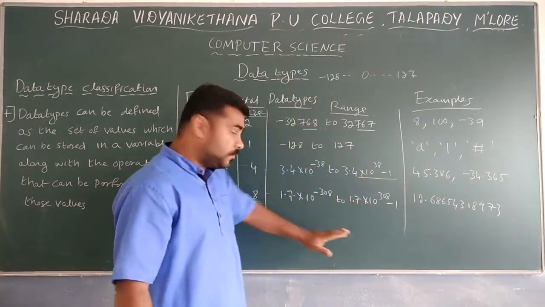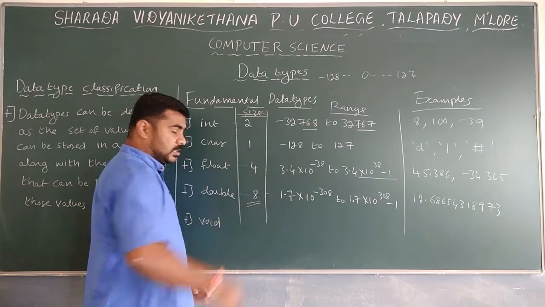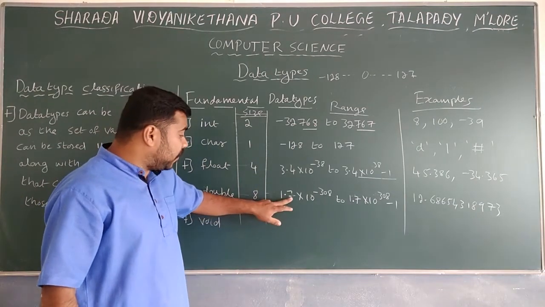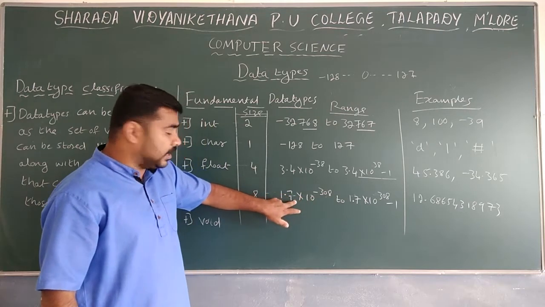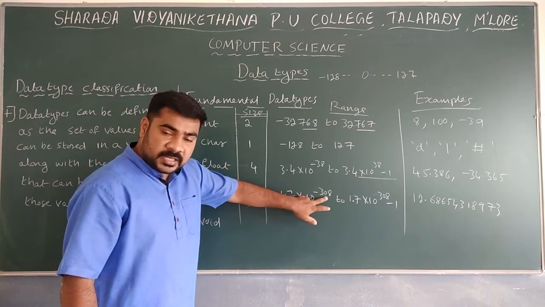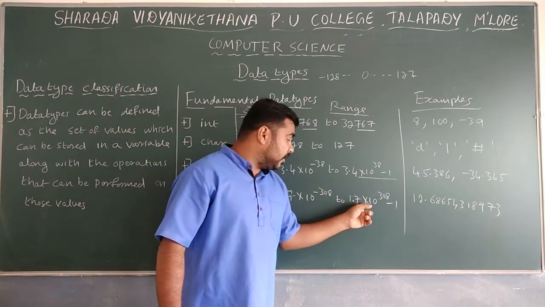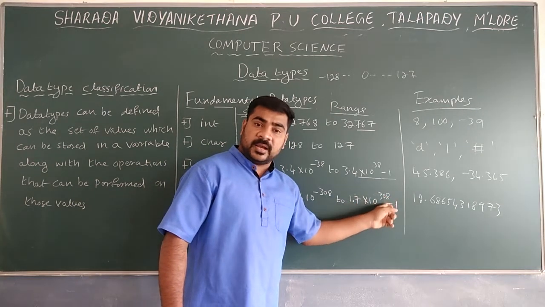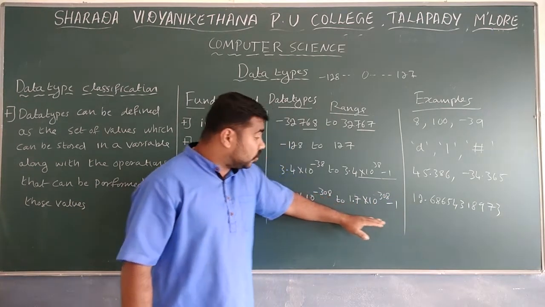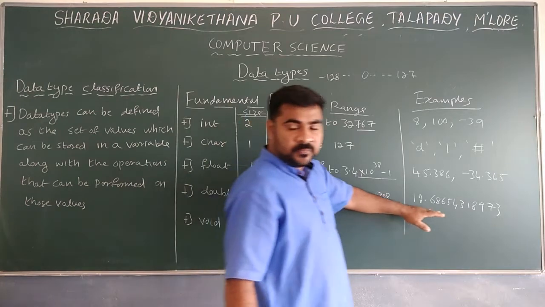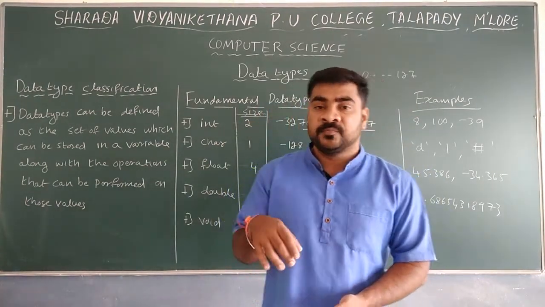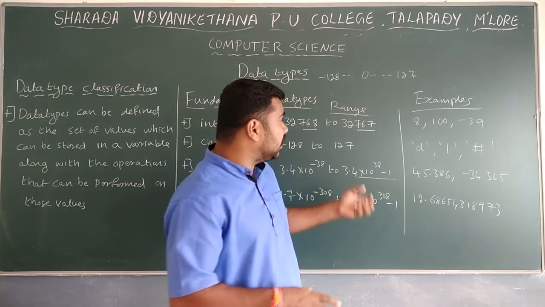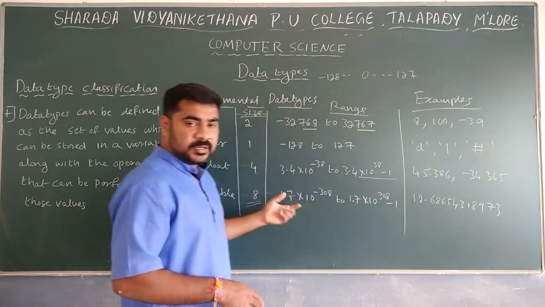That is a range. But here you can see the size: 1.7 into 10 raised to 308. The range is 1.7 into 10 raised to minus 308 to 1.7 into 10 raised to 308 minus 1. So this is the total range and here is the example. Here it is also possible to store negative values and also positive values. These are the different types of fundamental data types.